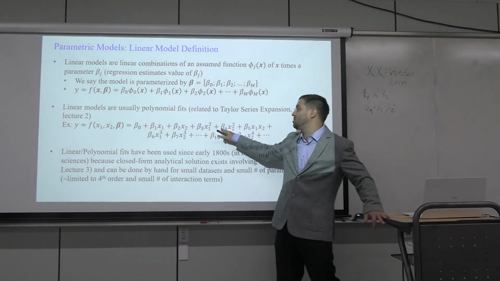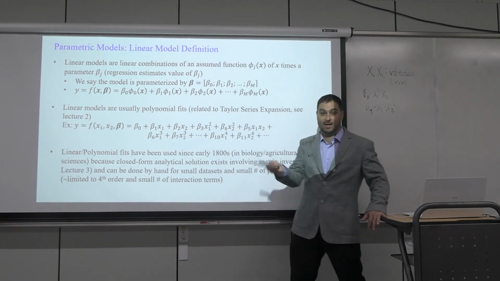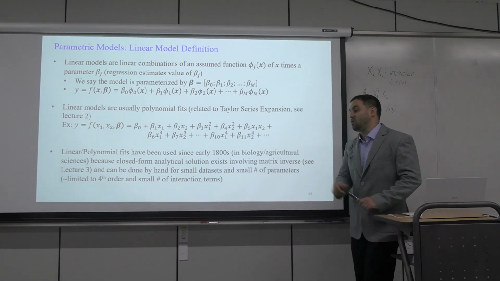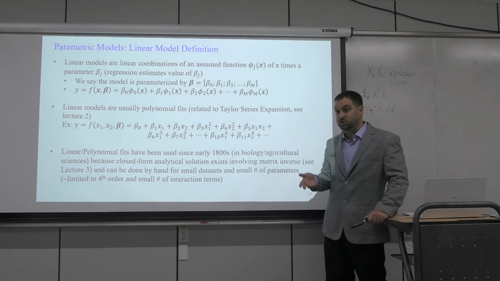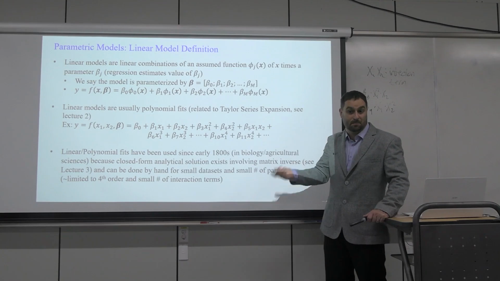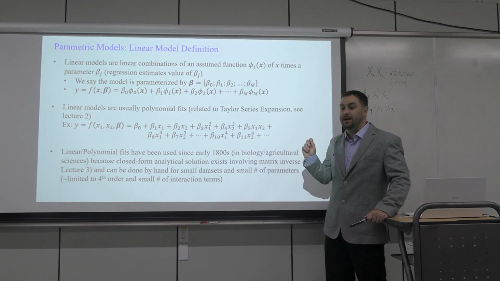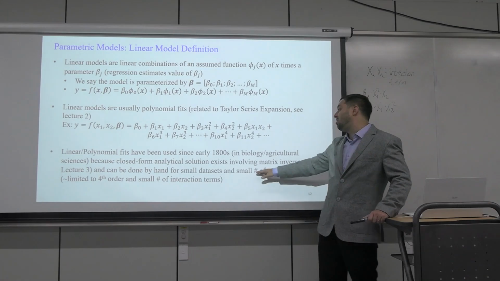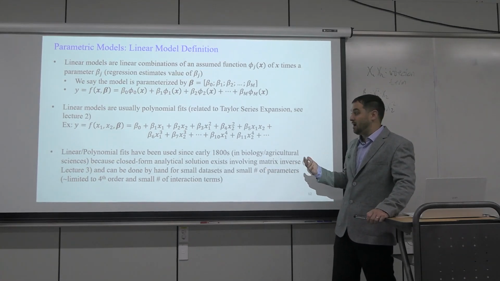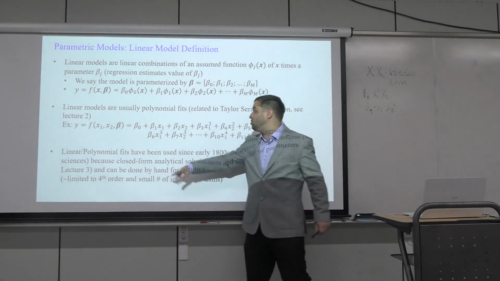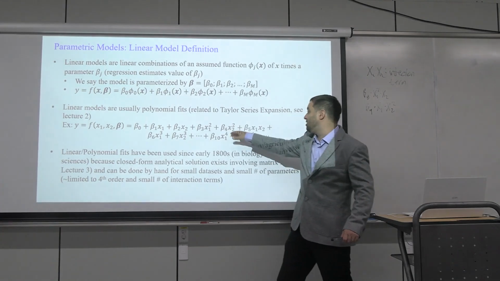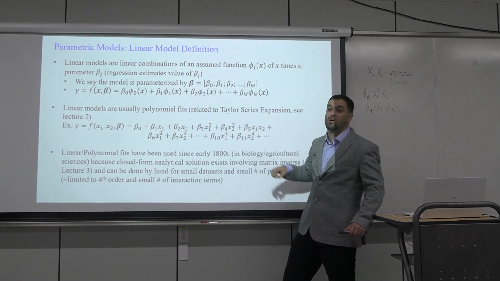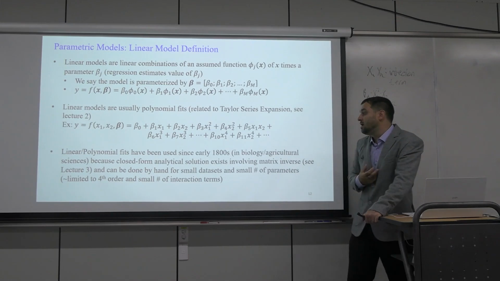So when you want to learn the values of beta from your data set, we can do this. There's an analytical solution that you can actually do by hand. In the 1800s, they didn't have calculators and personal computers, so they had to do these matrix inverses by hand. And so if the data set was small and you had a small number of parameters, usually you would use low order polynomials, maybe with one or two of the low order interaction terms.